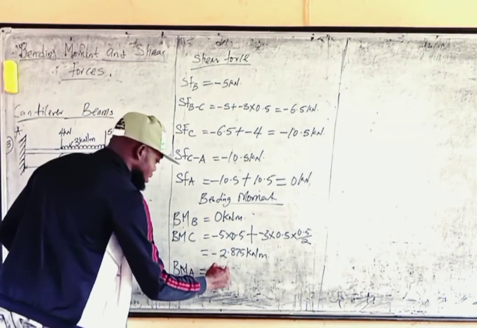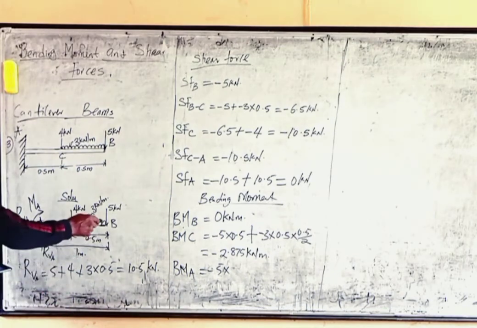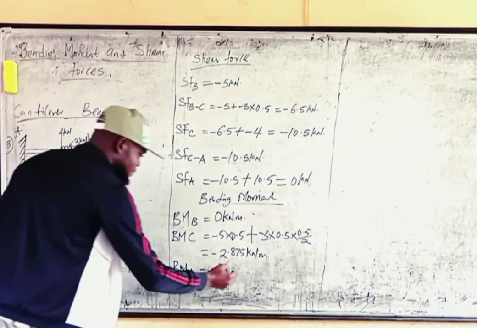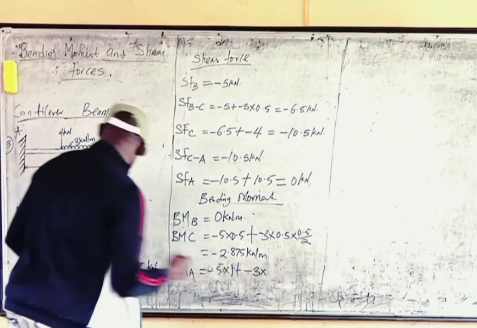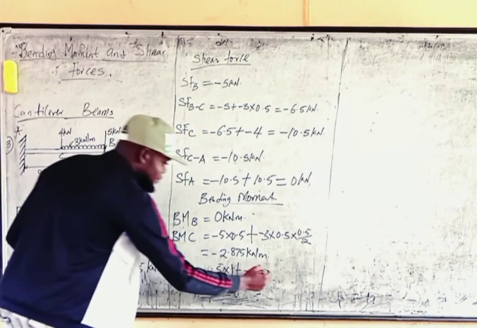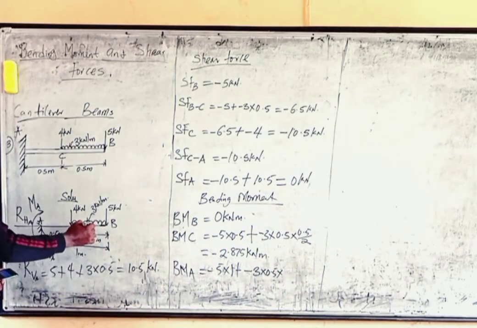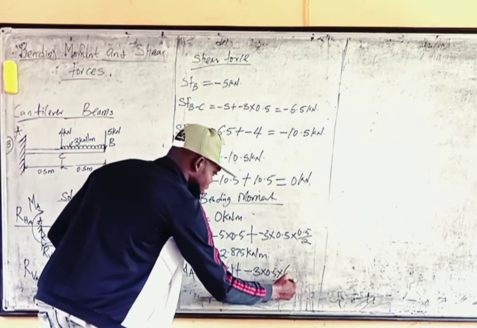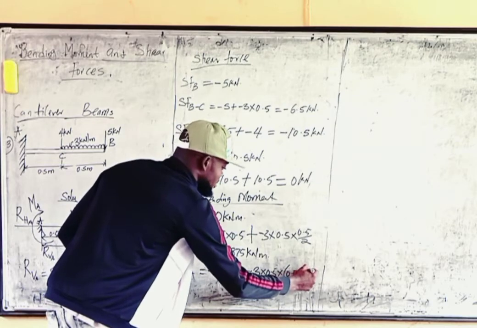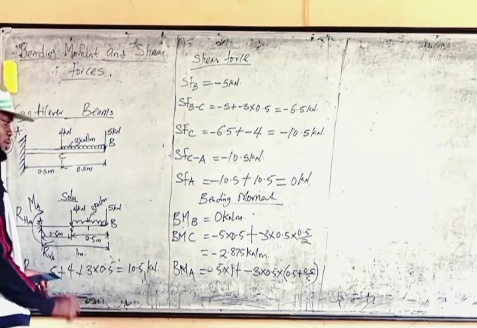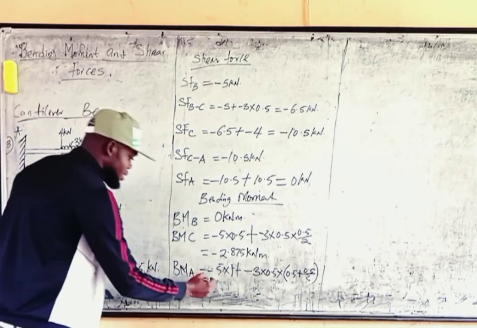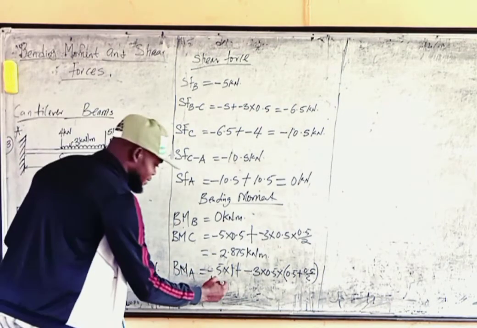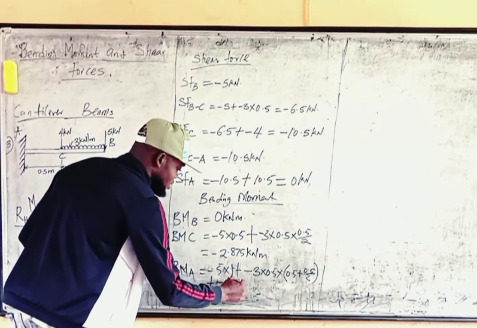For the first, that's 5 times the distance between the 5 and this point, which is 1, so 5 times 1. Then minus 3 times the span of the load, 0.5, times the perpendicular distance between the half of this load and this point. That will be 0.5 times 0.5 plus 0.5 over 2. Then plus 4 times 0.5 plus 4 times 0.5 times 0.5.